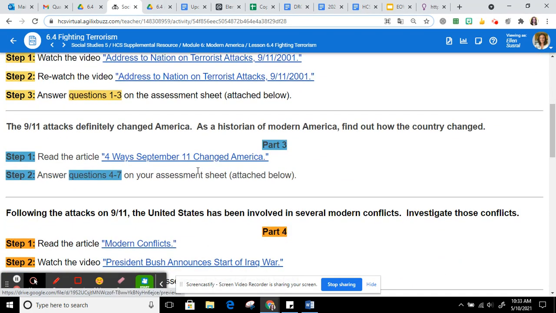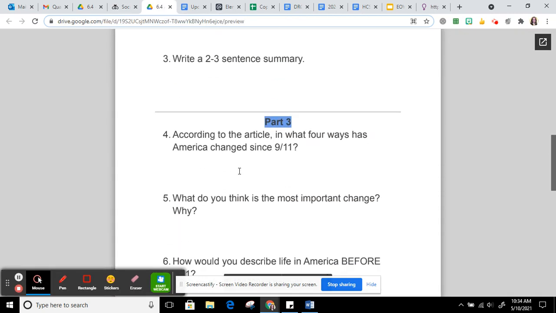Then for part 3, the 9/11 attacks definitely changed America. As a historian of modern America, find out how the country changed. Step 1, you're going to read the article 4 Ways September 11th Changed America. And then you're going to answer questions 4 through 7 after you read the article. Let's look at questions 4 through 7.